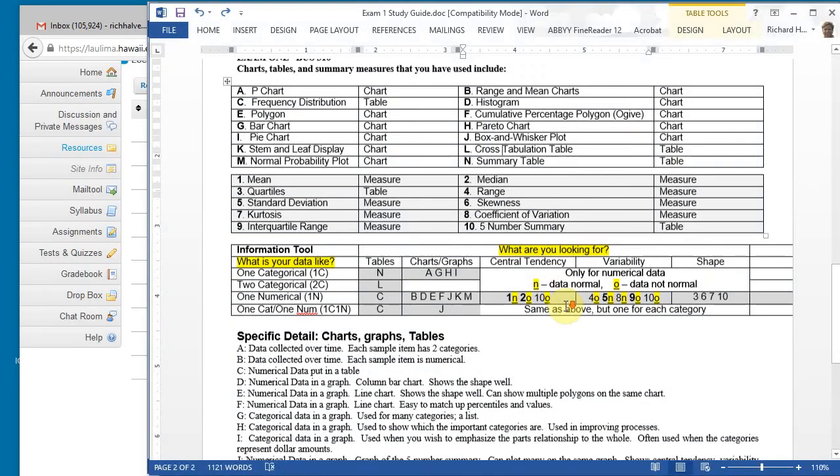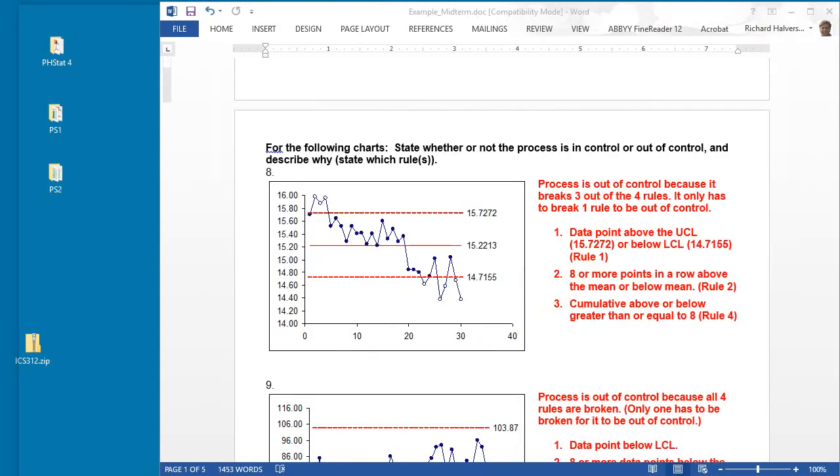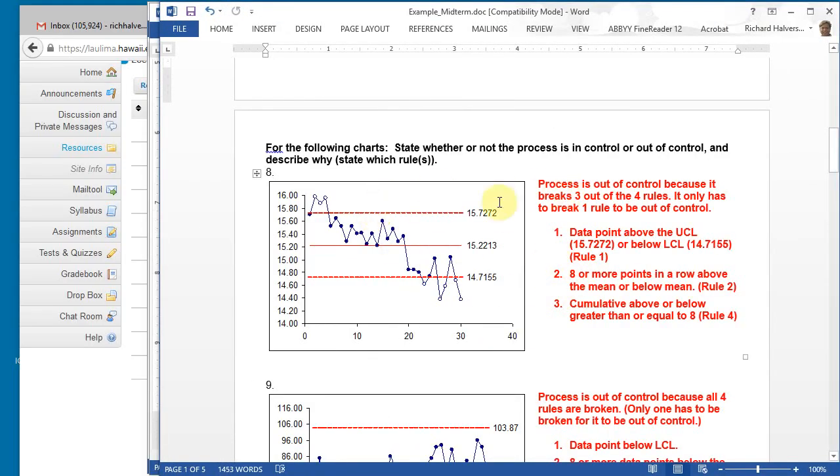Okay, if we go back to our study guide here, we're going to use these four tests here. And so let's go back and apply each one. So for test one, we have data points that are outside the control limits. We have three here at the upper control limit. We've got 1, 2, 3, 4, 5 at the lower control limit. So it is out of control for that reason, and that reason.